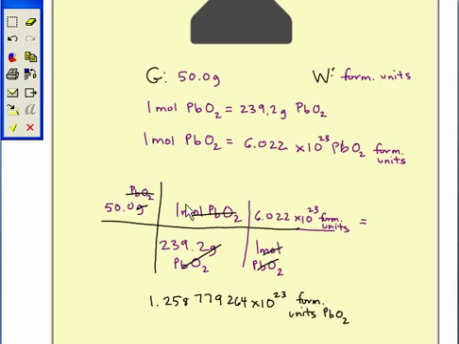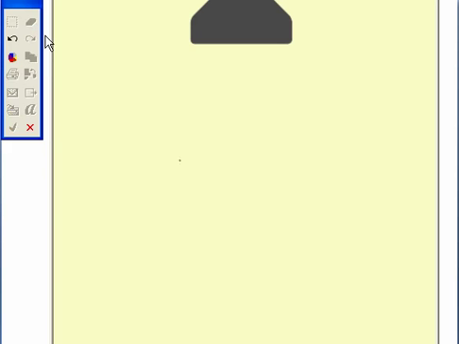Now let's take a look at sig figs. I should have 3 sig figs. Here's my last allowable sig fig. I look to the right, that's an 8, so it's going to round up. So my final answer, with the correct sig figs, is 1.26 times 10 to the 23 formula units of lead-4 oxide.